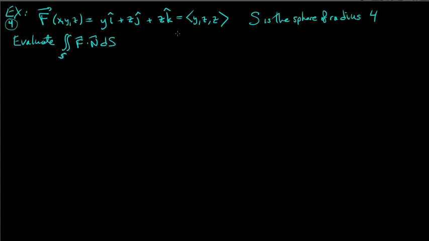That would be the outward vector. So this is not quite that. This makes it a little bit more complicated. And the surface is just the sphere of radius 4. So imagine this is the sphere, and this is 4 units long. So the sphere of radius 4.